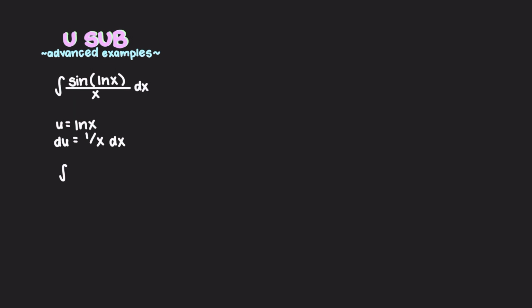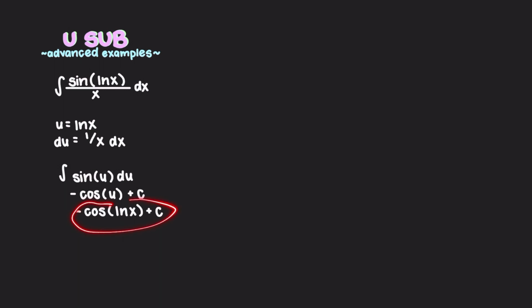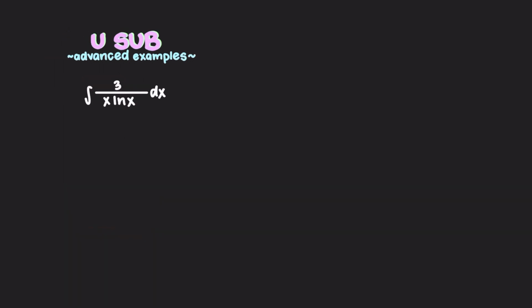So now we can rewrite this. That's going to give us sine of u, which takes care of this sine of ln. And now we just need to take care of the 1 over x dx, which is written here as our du. So sine of u du. The antiderivative of this is negative cosine u plus c. Now you know the drill. We just have to plug in our u, and there you have it. This is the answer.